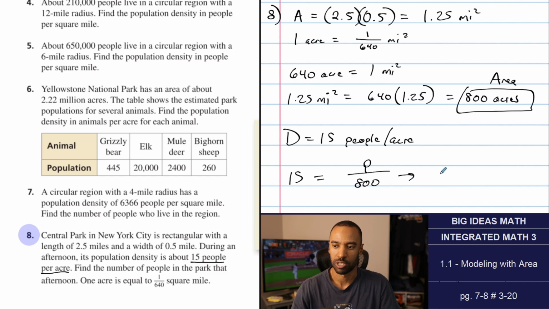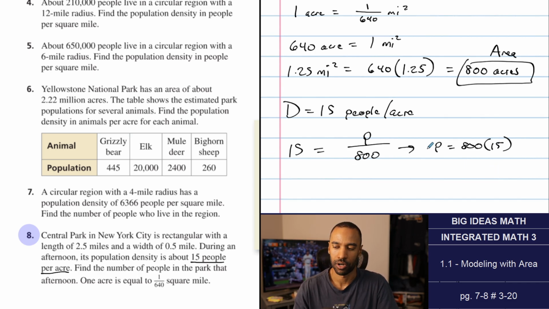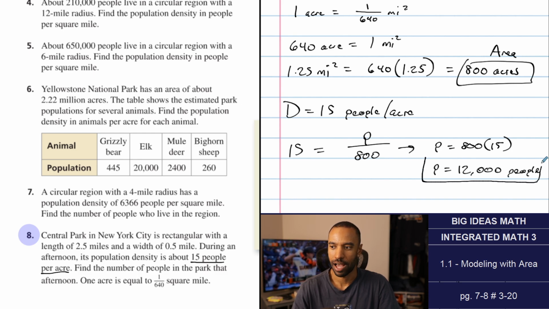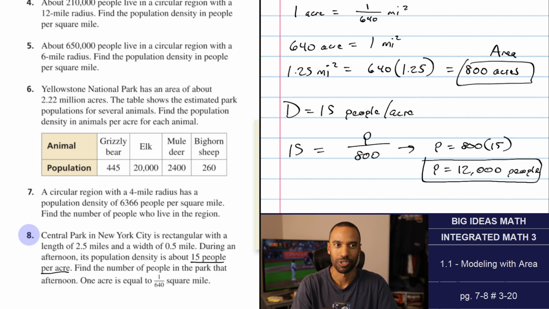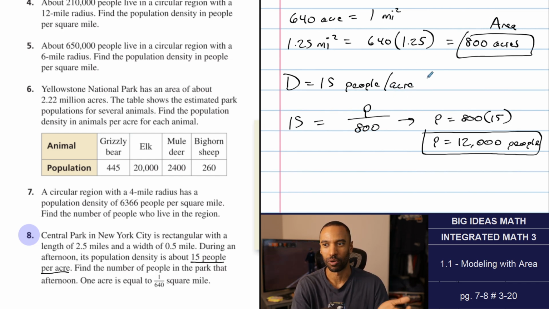We're going to multiply both sides by 800. So 800 times 15. 8 times 15 is 120. So add a couple zeros. That's 12,000 people. That feels like a lot, but that also kind of has to be the answer if I did everything else right with that. So 12,000 people would be the population of Central Park at one given time.